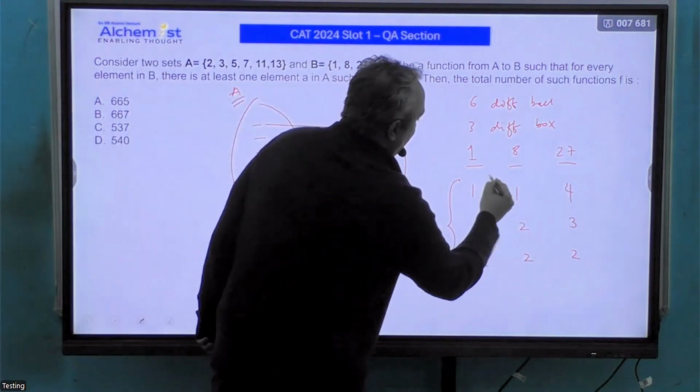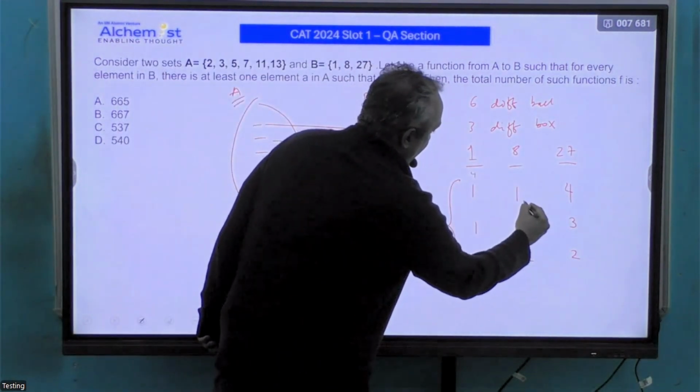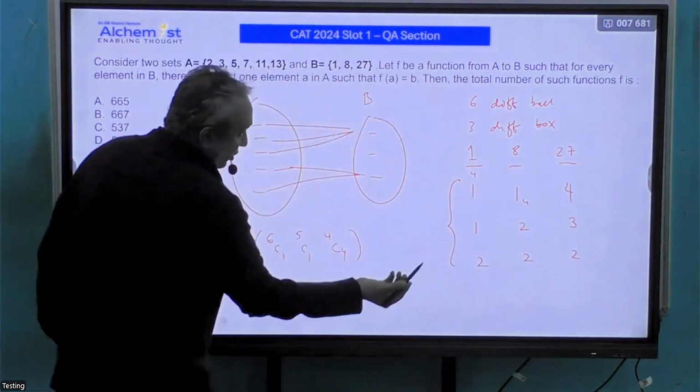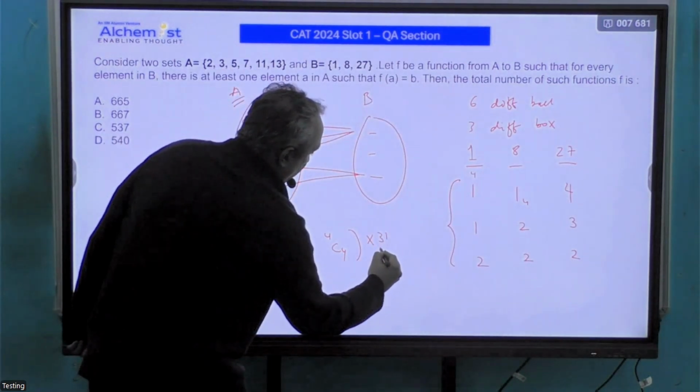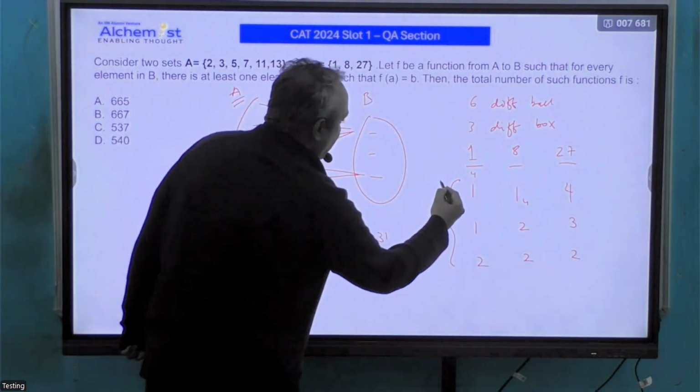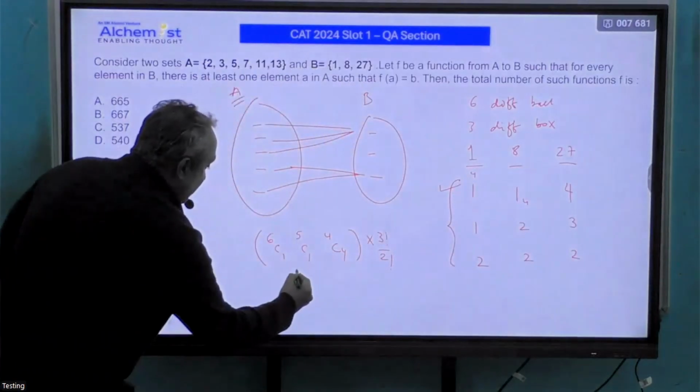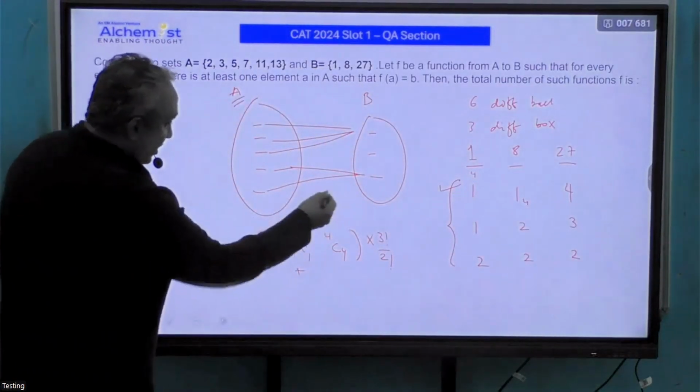Obviously this 4 can be here, or here, or here. So there are 3 ways, or 3 factorial by 2 factorial ways. So I will just do this 3 factorial by 2 factorial. This is the case I have solved for this case. Similarly, I will solve this question with the next situation.